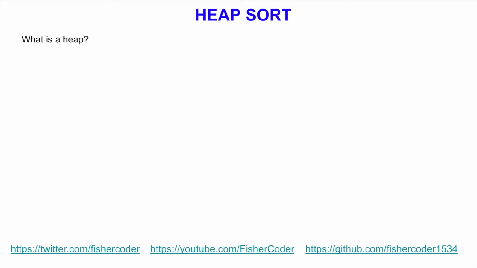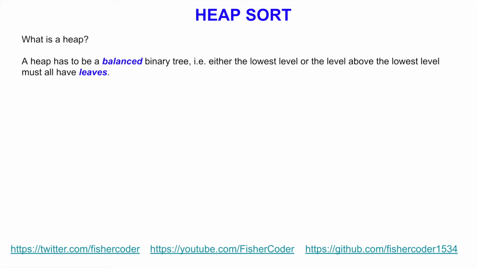Alright, first let's talk about what is a heap. This is a data structure. A heap has to be a balanced binary tree. What that means is either the lowest level or the level above the lowest level must all have leaves. A leaf is at the bottom layer. It doesn't have any other children. That's what a leaf means by definition.